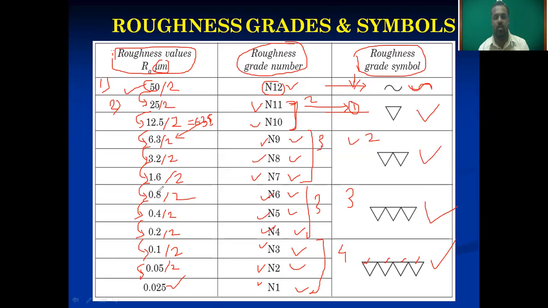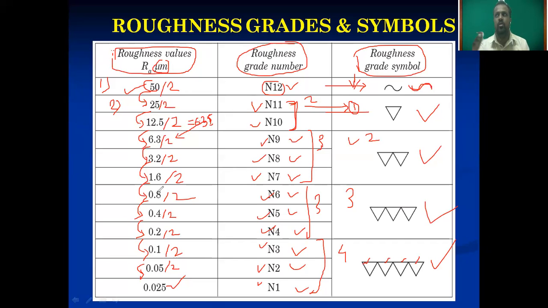And how to calculate the surface roughness value? We just remember the 50 surface roughness value, and the remaining values we can calculate by dividing each value, and automatically we get all the surface roughness values. For the grade we remember only N12 and write down in decreasing manner: 11, 10, 9, 8, 7, 6, 5, 4, 3, 1, like this.